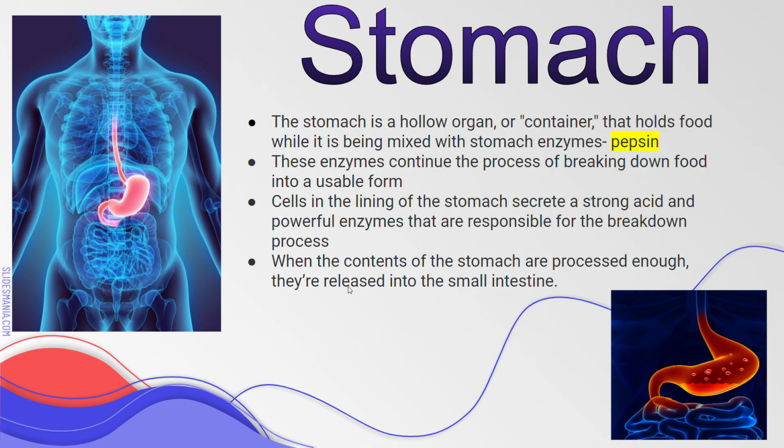Next, let's talk about the stomach. So the stomach is a hollow organ, or kind of like a container that holds your food while it is being mixed with stomach enzymes, like pepsin. These enzymes will then continue the process of breaking down food into a more usable form. The cells in the lining of your stomach will then secrete a strong acid and powerful enzymes that are responsible for this breakdown process. And lastly, when the contents of the stomach are processed enough, they'll be released to the small intestine.